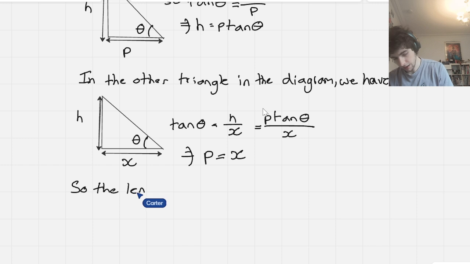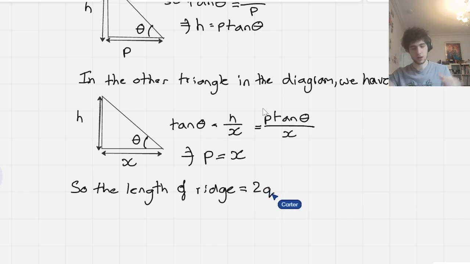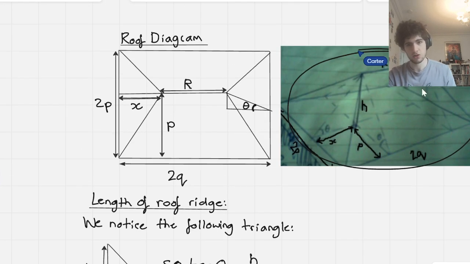ridge, so the length of the ridge is just going to simply be 2q, which is the total horizontal length, minus 2 times p, since we can do the exact same argument on the other side of this sort of roof here, right? We can literally just flip it around and do it on the other side.